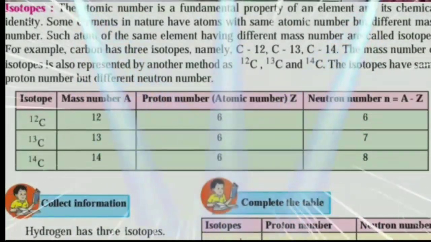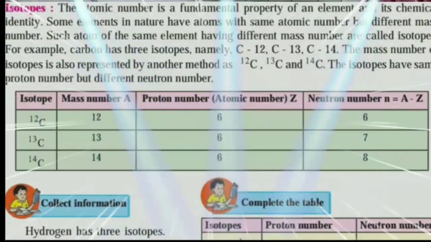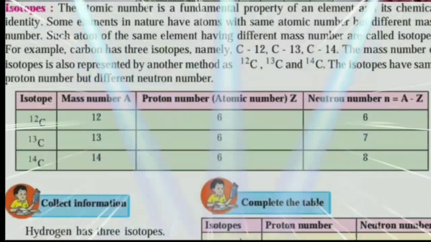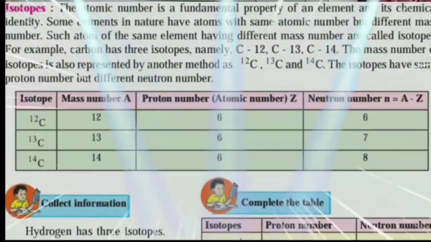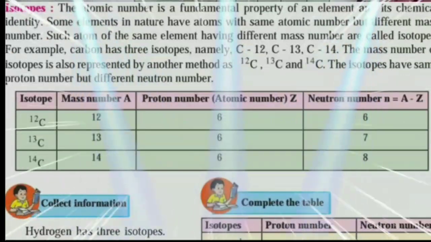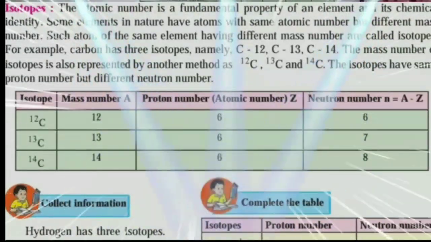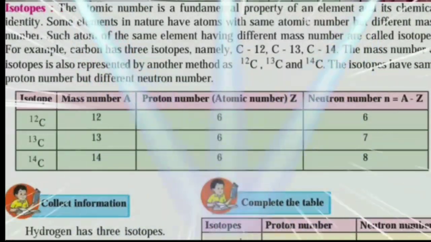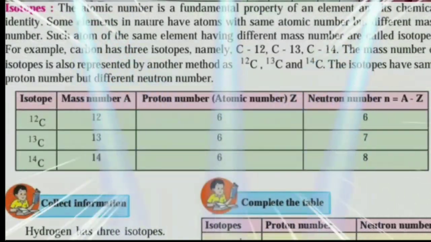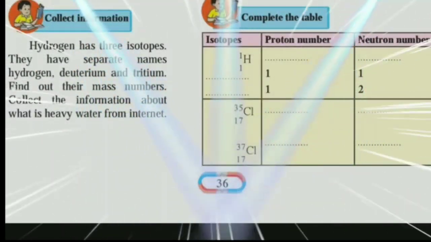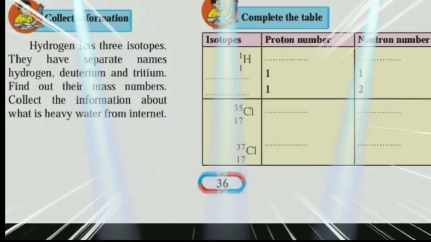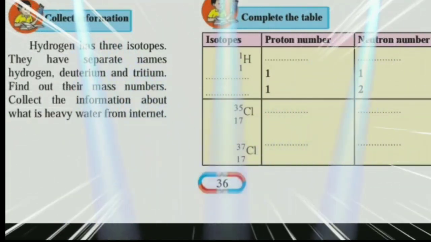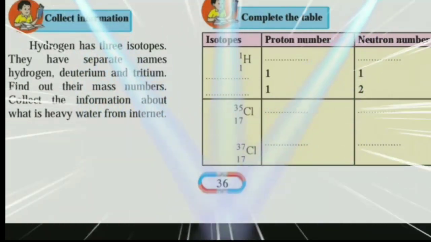You can see here isotope, mass number A, proton number and neutron number. C12 mass number is 12, proton number is 6, neutron number is 6. C13 mass number is 13, proton number is 6, neutron number is 7. C14 mass number is 14, proton number is 6 but neutron number is 8. Here one example is given. It is of hydrogen. You have to complete it and comment it to me in the comment section.